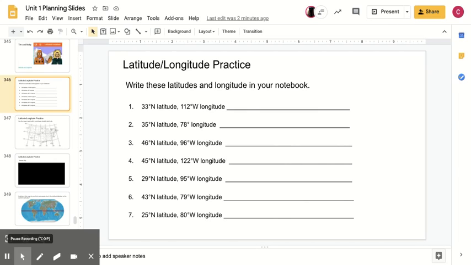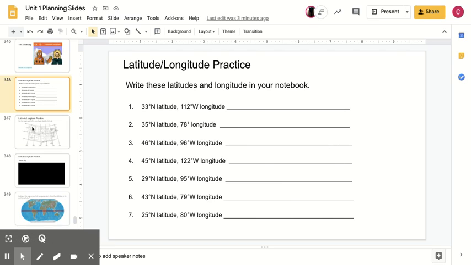Okay, welcome back. This is just a quick check on whether or not you remember latitude and longitude from World Studies earlier this year. We know that you did a mapping project, so this should be review. So go ahead and copy this slide in your notebook.